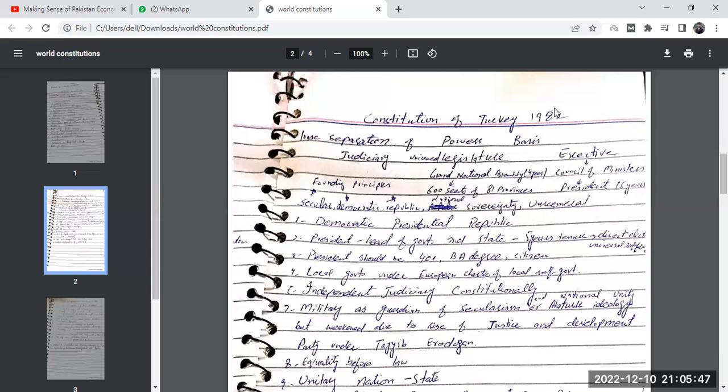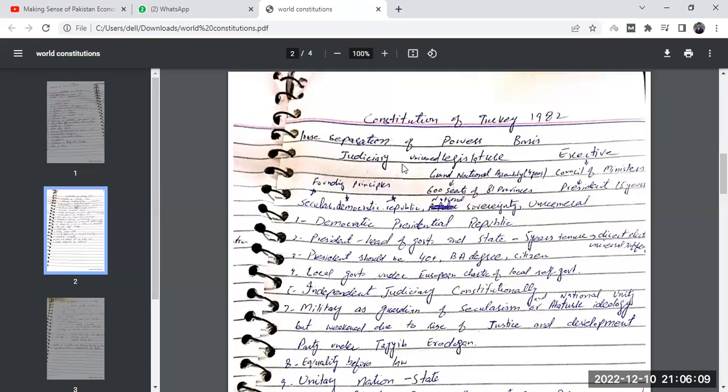This was framed in 1982, and it is based on a loose separation of power. We have seen strict separation of power in the United States of America, but here there is a loose separation of power. The judiciary, legislature, and executive are quite separate, but with a loose separation.